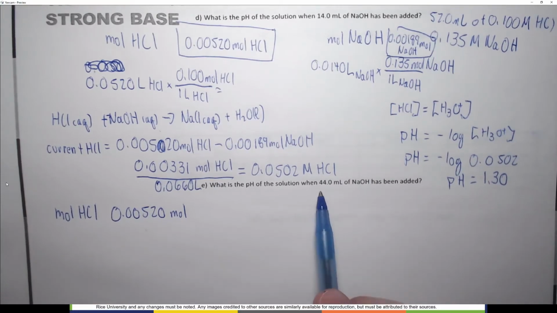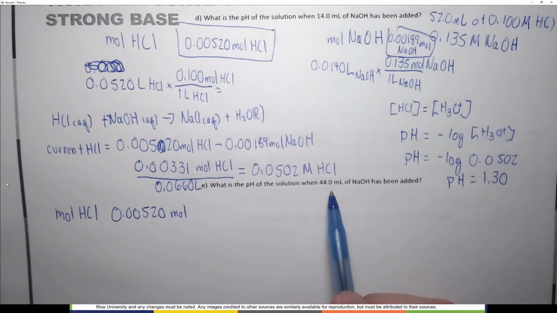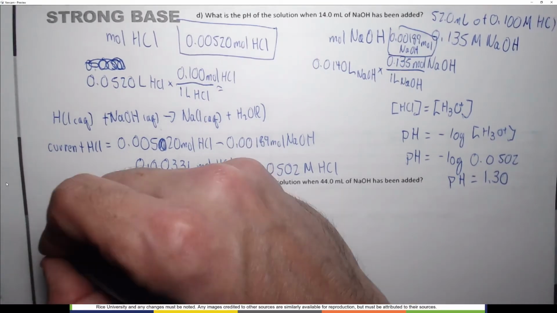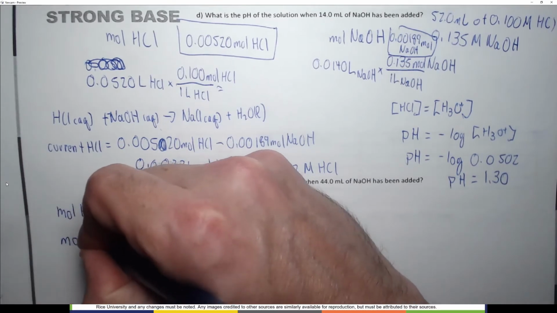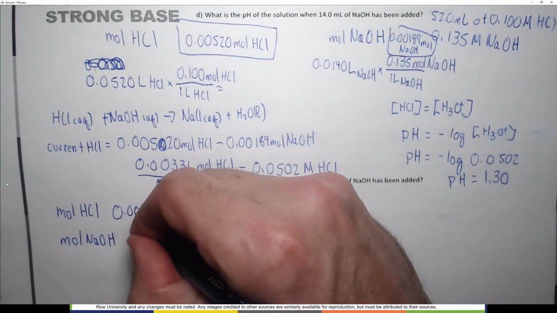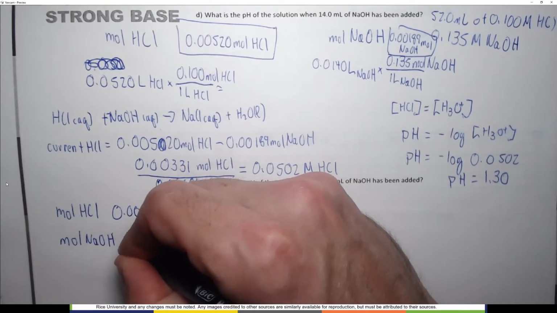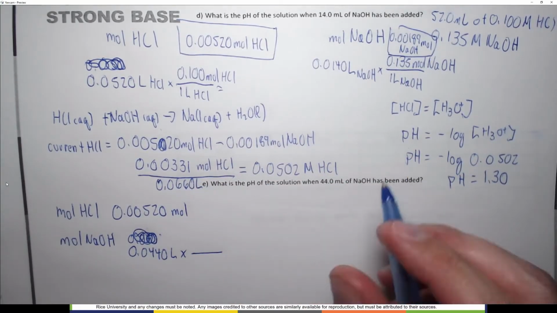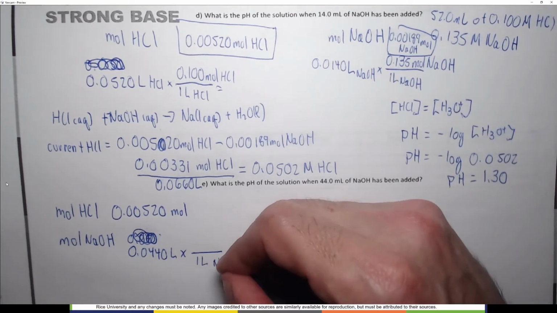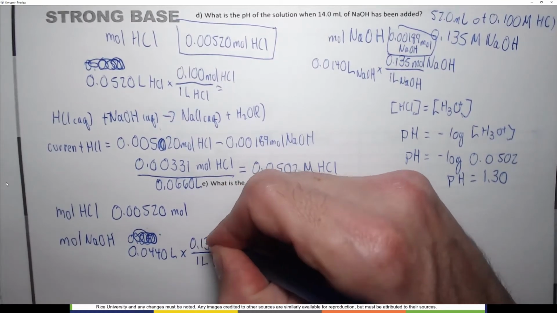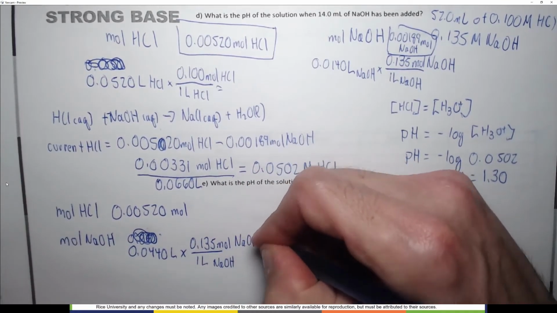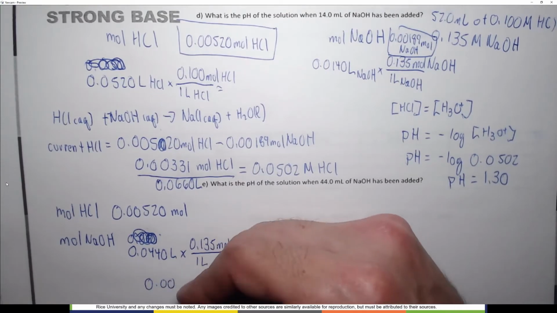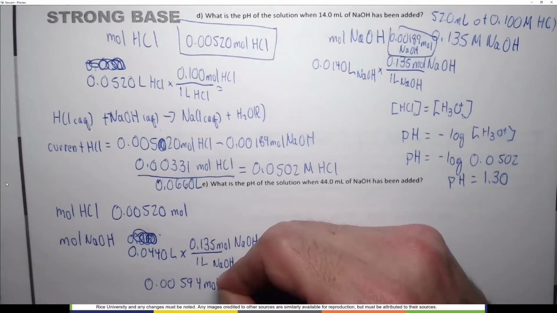But in this case, we actually went past the equivalence point, because remember the equivalence point was 38.5 milliliters. So in this case, we're actually going to have excess NaOH. So we need to figure out how many moles of NaOH that we have in this solution. So to find the moles of NaOH, I'm going to take the volume in liters, 0.0440 liters times the 1 liter on the bottom and the molarity number of moles on the top, which is 0.135 moles of NaOH. And when I do all that math, I find that there are 0.00594 moles of NaOH.